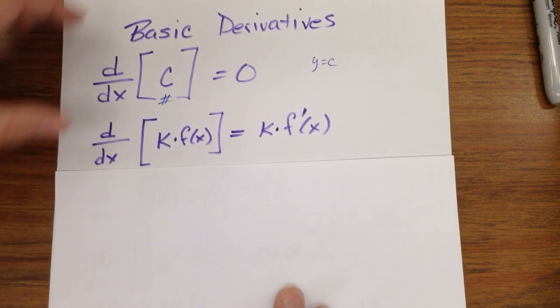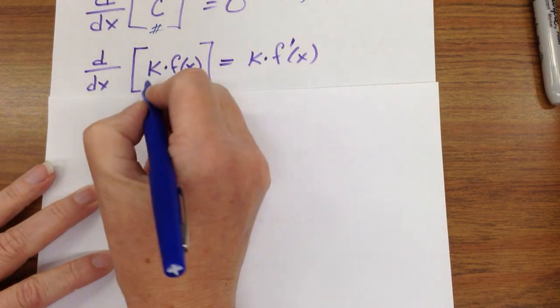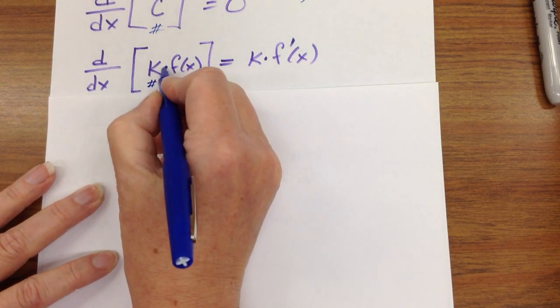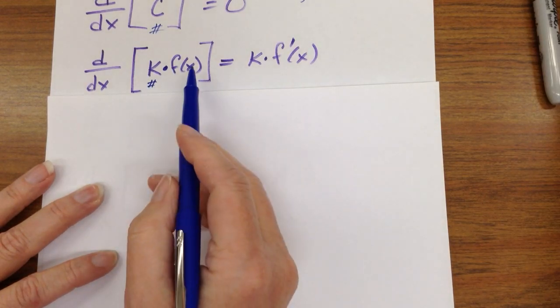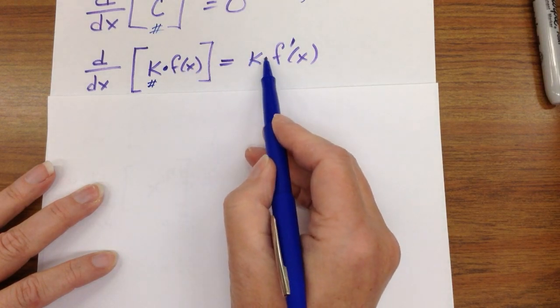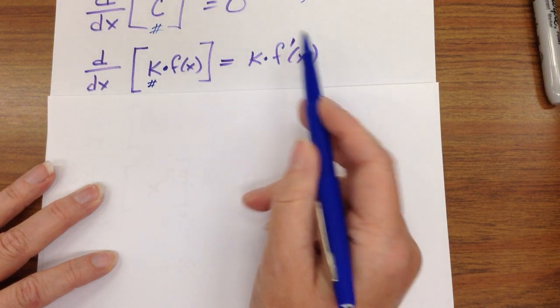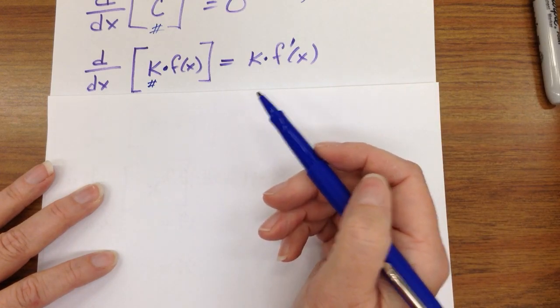All right, next up. This one's called the scalar rule. K is a number. Once again, we have a real number multiplied by a function of x. When you have a number multiplied by a function of x, you just bring that number along with multiplication and then take the derivative of the x stuff. This is the scalar rule. We're going to do examples.